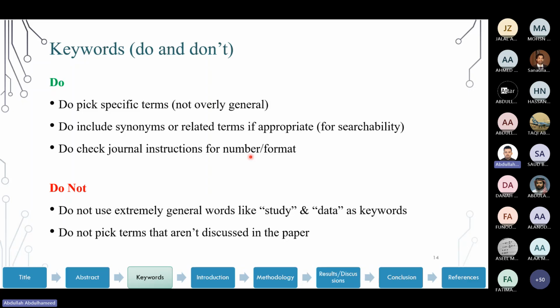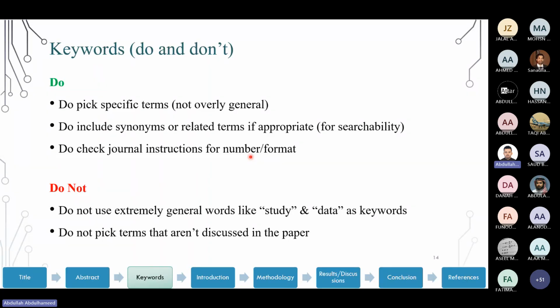Again, I will mention what you should do and what you should avoid when you are selecting or creating your keywords. Number one, do pick specific terms, not overly general. And this is also something I mentioned. Please make the keywords more specific to your research title or your research topic in general.